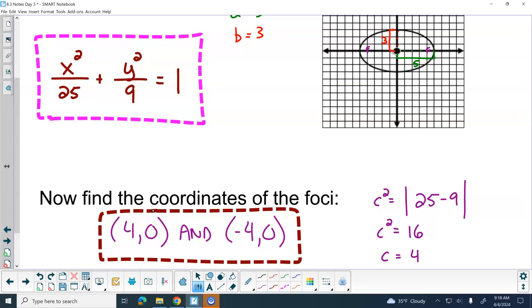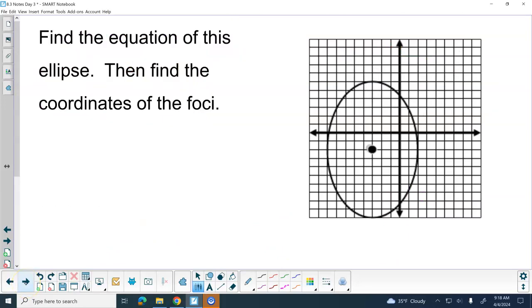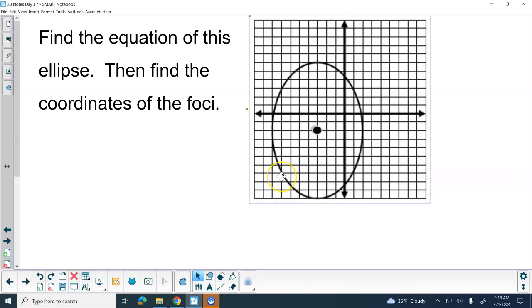Okay. You try that one. Find me the equation of this ellipse, then find me the coordinates of the foci. If you need to come up and look, actually take a break. Let me see if I can enlarge it. Okay, I got it. I think I can enlarge it.